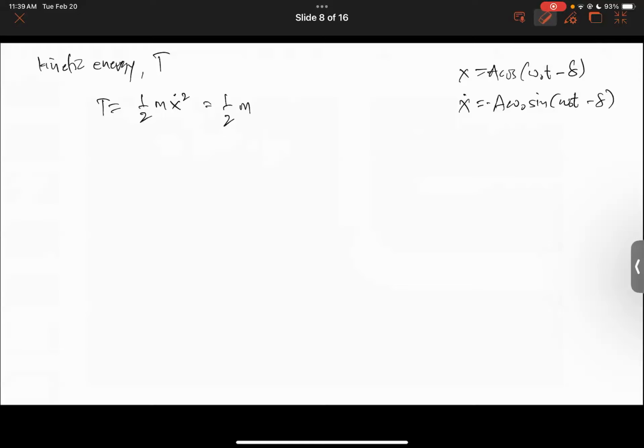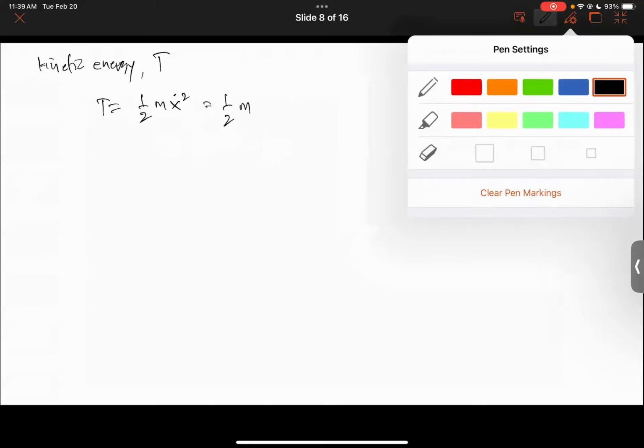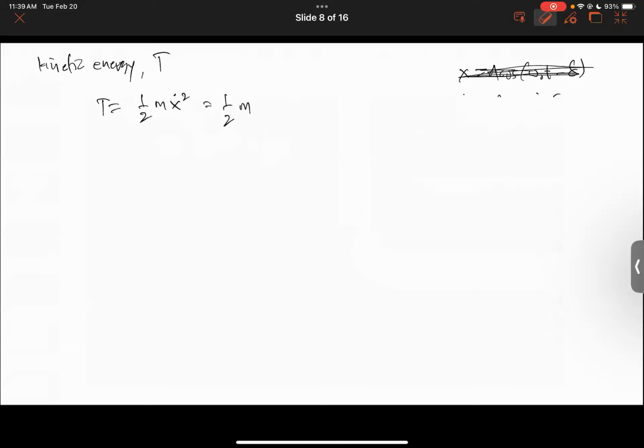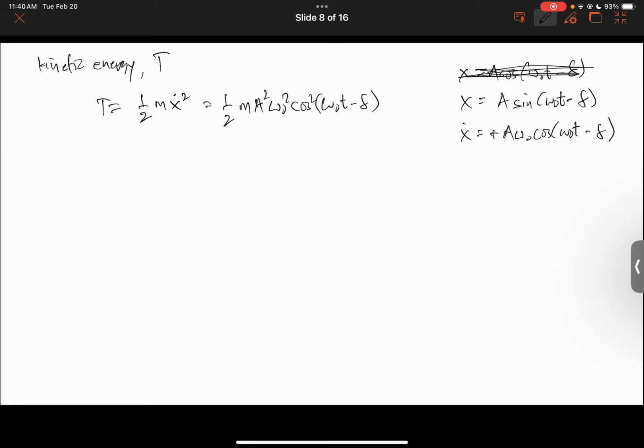Sorry, ganito ang gawin natin. Wag cosine gamitin natin kundi sine. Oops. Hindi ko na siya mabubura. Wag yan ang gamitin natin. Gamitin natin ay sine. So x is equal to a sine omega naught t minus delta, which means ng x dot is equal to positive a omega naught cosine omega naught t minus delta. Okay, so that means this will give us a squared omega naught squared cosine squared omega naught t minus delta.